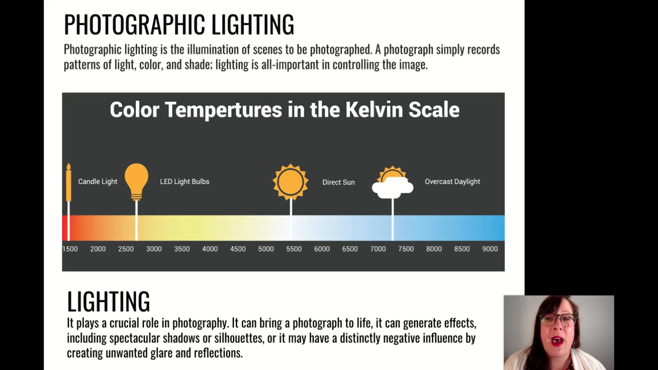I have a chart here that I want you to see, and you're not going to memorize all the details, but what I want you to know is that light also has color based on the temperature it is and the type of light that it is. And we have some settings on our cameras that we can use to control that color, offset it, or enhance it. Lighting is so important and can bring photography to life.